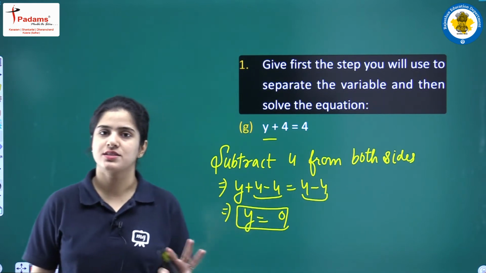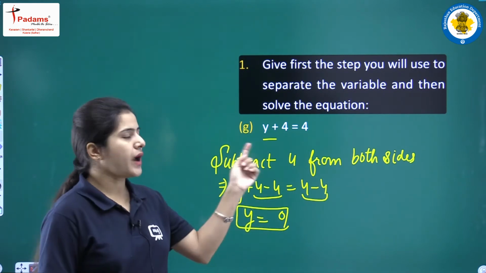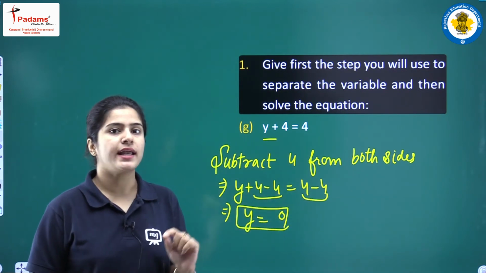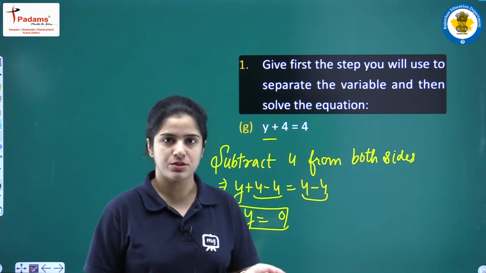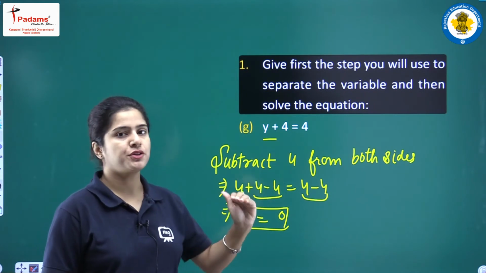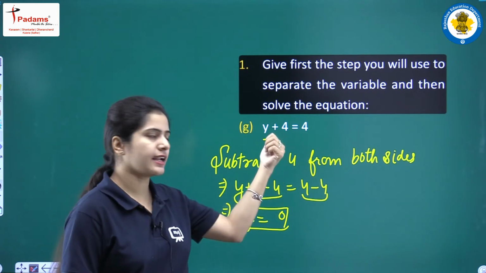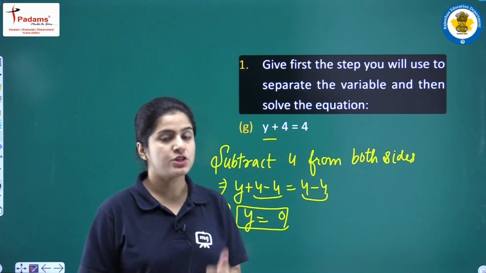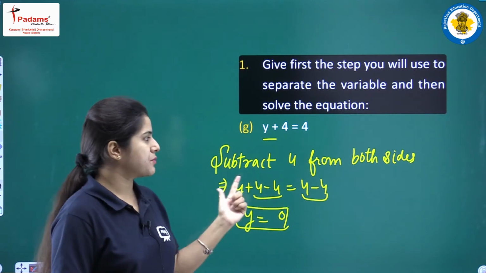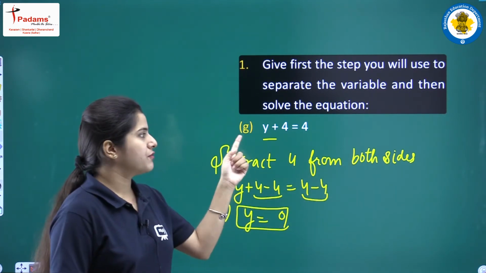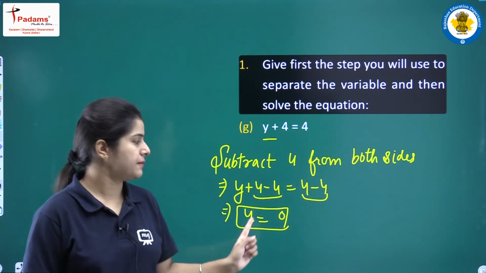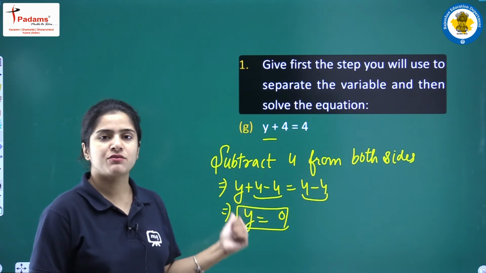A very simple question, students. What you need to do is think about what the operation is between the variable and the number, and to eliminate the number just perform the opposite operation with the same number on both sides. Clearly it is plus 4, so you have to do the operation with subtraction, because it is an addition. To eliminate this, you need to subtract the same number, that is 4, from both sides. Subtracting 4 from both sides, you will get y plus 4 minus 4 is equal to 4 minus 4. 4 minus 4 is 0 and clearly 4 minus 4 is 0. So y is equal to 0.